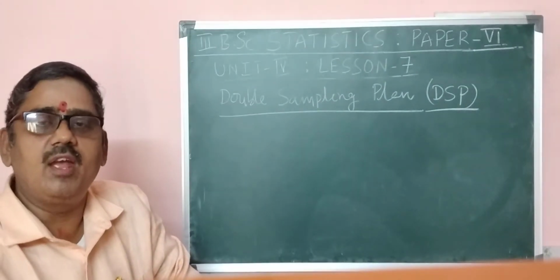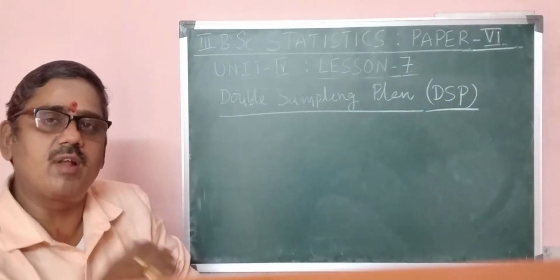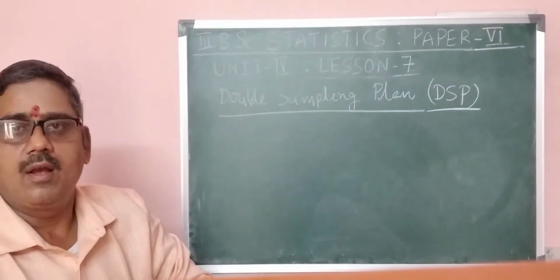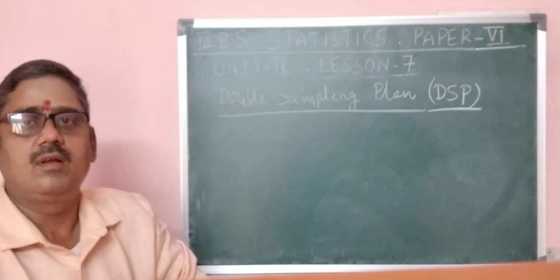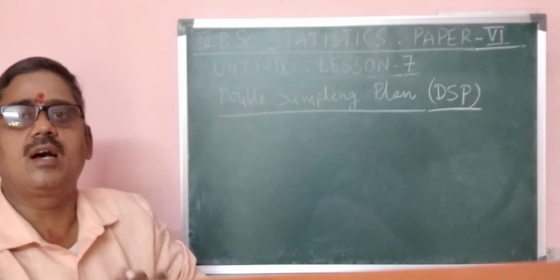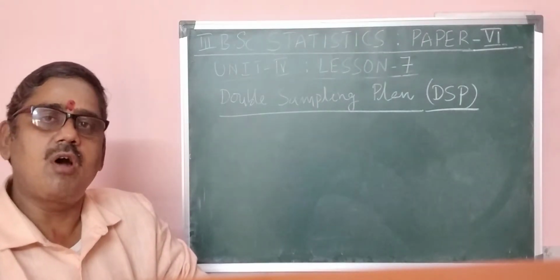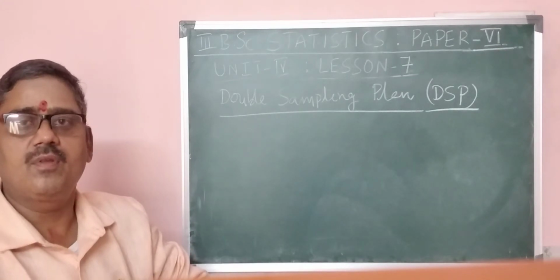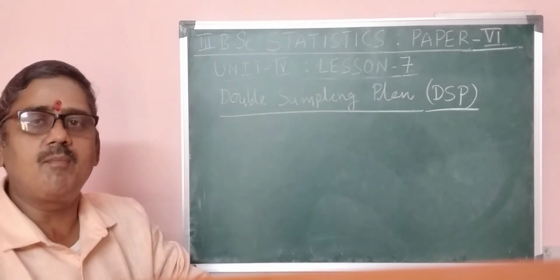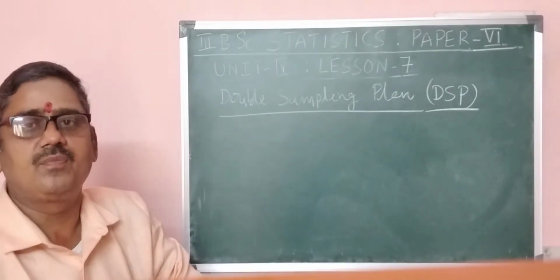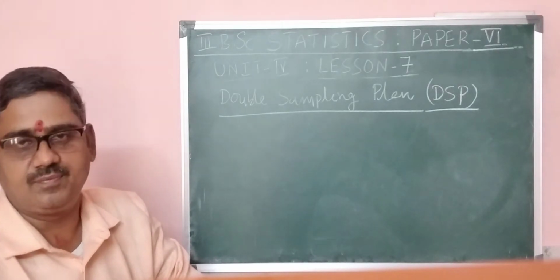In another particular way, for example, we have considered one particular sample and the lot was rejected based on the first sample. Then we have to consider the second sample. We have to select the second sample and apply some kind of procedure based on both the samples. Such a sampling plan is known as a double sampling plan. It is usually conducted in rectifying inspection sampling plans.